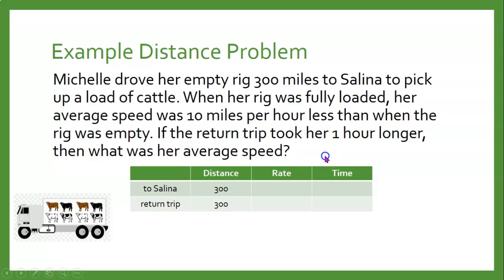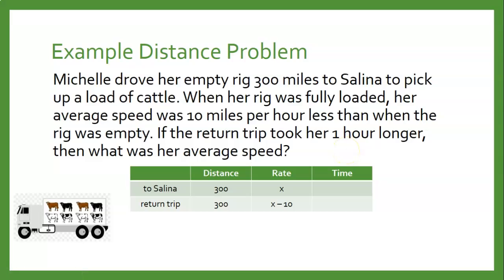So let me just fill that in with x and then x minus 10 for the rate of speed going to Salina and then coming back. So we don't have actual numbers for the rate of speed, but we do have a variable or variable expression to stand for that.